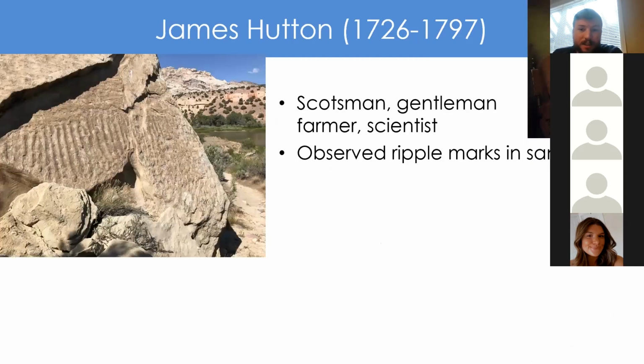So now we start to get to the Enlightenment period where people are actually starting to think scientifically, rather than thinking about catastrophism as a whole and as a really simple explanation for everything. James Hutton, who was a Scotsman, part of the Scottish Enlightenment. He was with the same Enlightenment thinkers such as David Hume, who founded the idea of utilitarianism.